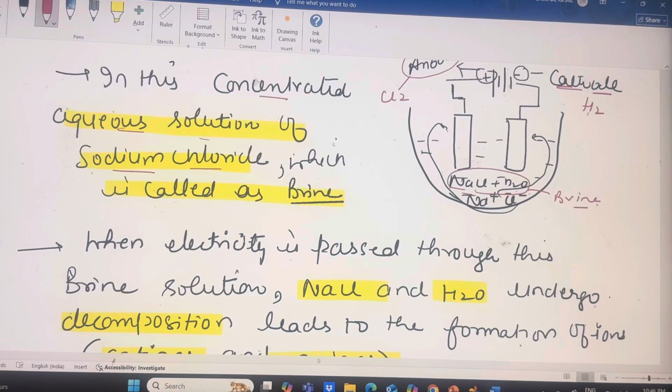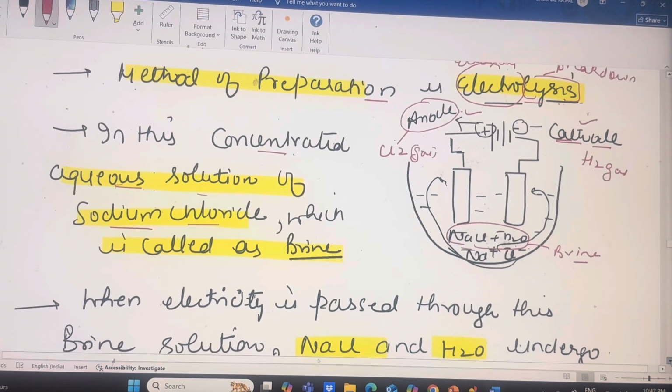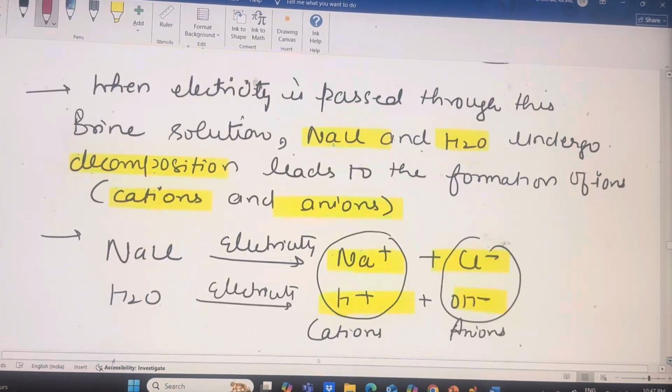And you know, there is a positive and negative terminal of the battery, because battery is the source of current. The positive terminal of the battery is called anode, and the negative terminal of the battery is called cathode. And at the cathode hydrogen gas is produced, and at the anode chlorine gas is produced. And how this hydrogen and chlorine gas is produced, that I am going to explain here.